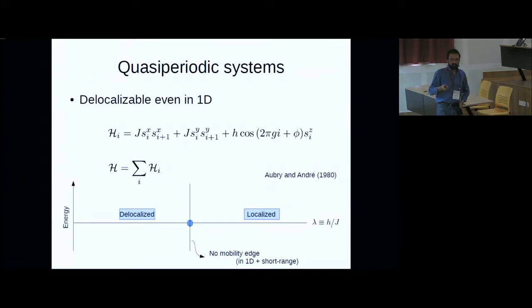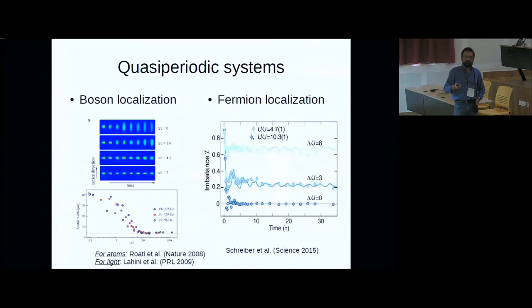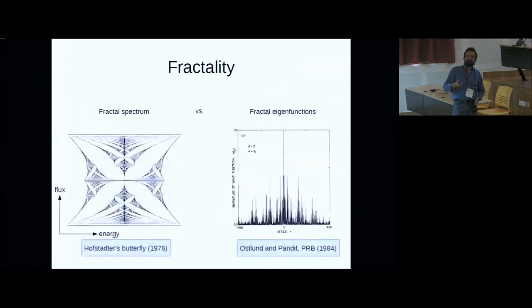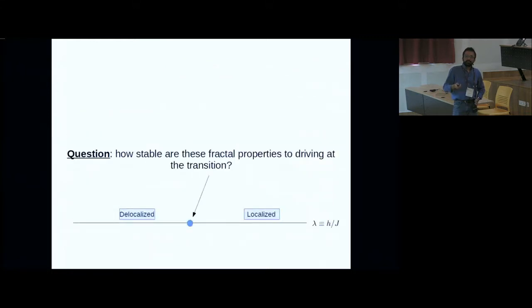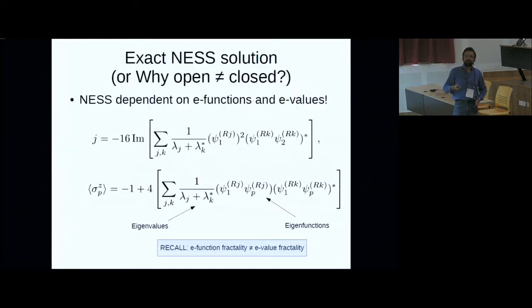Right. And then the question that we want to ask is, if you have a critical point, how stable would these closed system anomalous properties be to driving? I'll skip over a bit some, I thought, very nice slides about fractality and so on. But that's the main question. How stable are these fractal properties to driving at the transition?